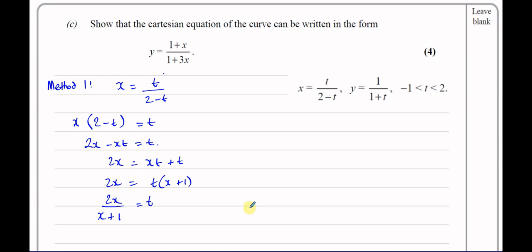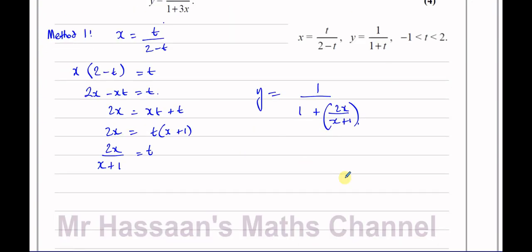All right, so that's one thing you can do. Make t the subject, and then you can substitute that inside this expression. Instead of this t here, we can write what t is equal to in terms of x. So we take y equals 1 over 1 plus, and instead of t, I'm going to write what t is in terms of x. I'll replace that t with 2x over x plus 1, and then hopefully what comes out is exactly this. So let's see what happens.